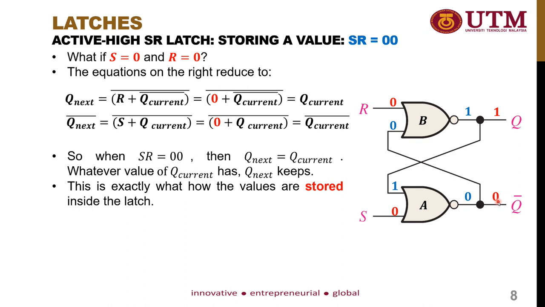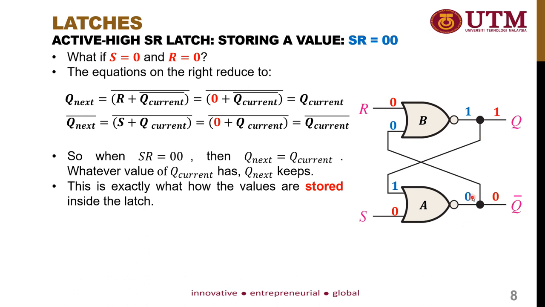From here, you see that the red number shows the Q next, and the blue number shows the Q current. So it means that the next value of Q is equal to the current value of Q. From this example, we can say that if we want to store the data inside the latch, we need to set the value of S and R equal to 0. In this example, I showed you Q equals 1 and Q bar equals 0.